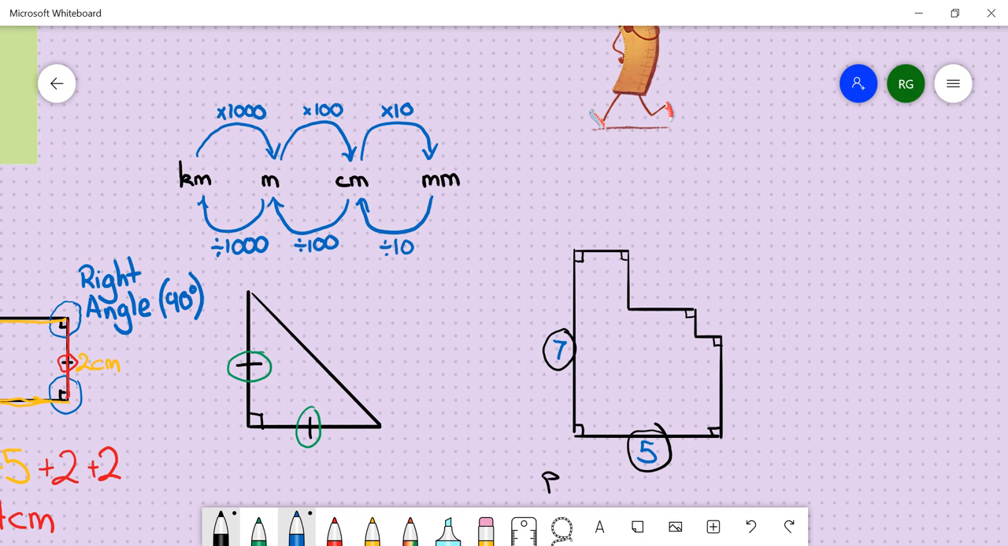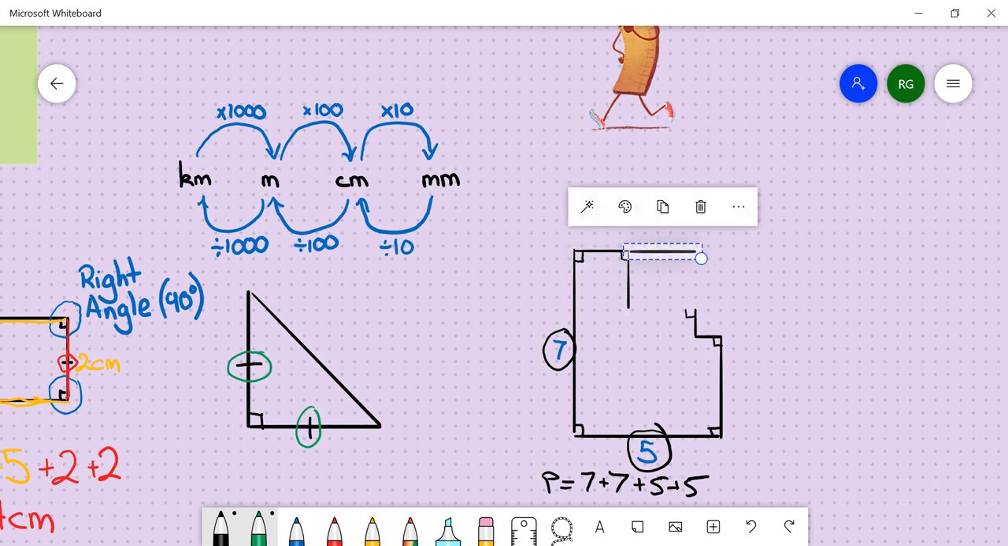The perimeter is simply 7 plus 7 plus 5 plus 5. Now I'm going to tell you that now, but I'm going to show you how that is worked out. If I was to move this shape up and put it there, now note, I'm not changing the perimeter, I'm not changing any lengths, I'm just simply moving them.